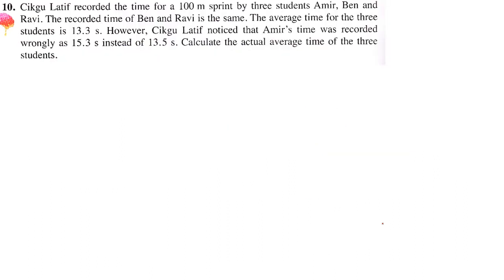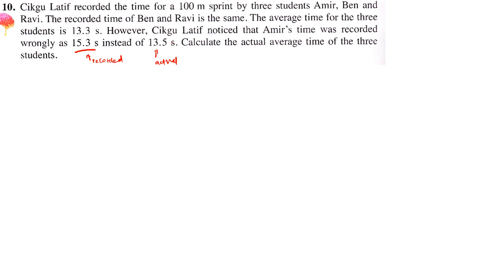Next question. Jacob Latif recorded the time for a 100-meter sprint by 3 students, Amir, Ben, and Ravi. The recorded time of Ben and Ravi is the same. The average time for the 3 students is 13.3 seconds. However, they realized that Amir's time was wrongly recorded as 15.3 instead of 13.5. So this is what is recorded, and this is the actual. Calculate the actual average time of the 3.